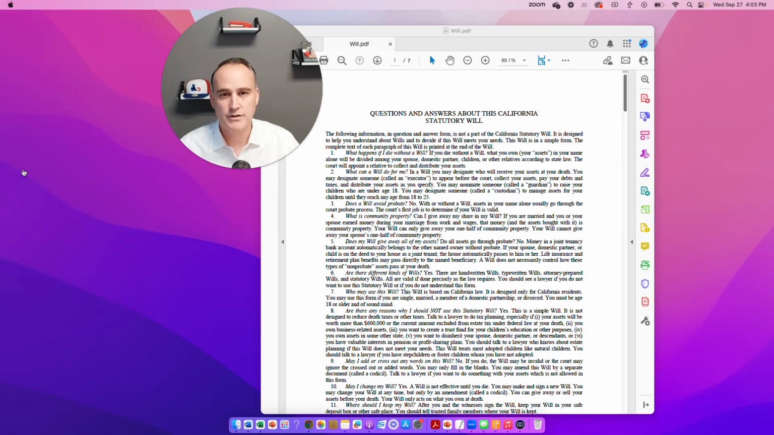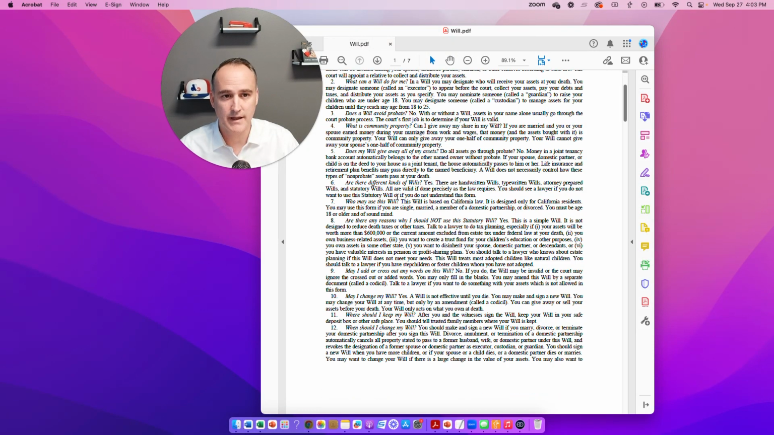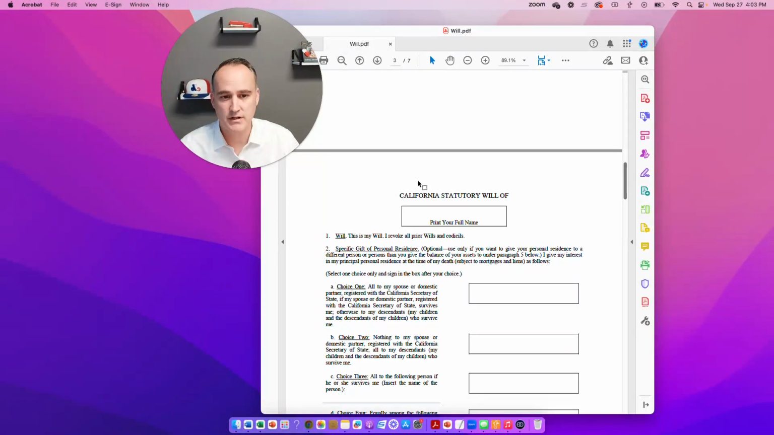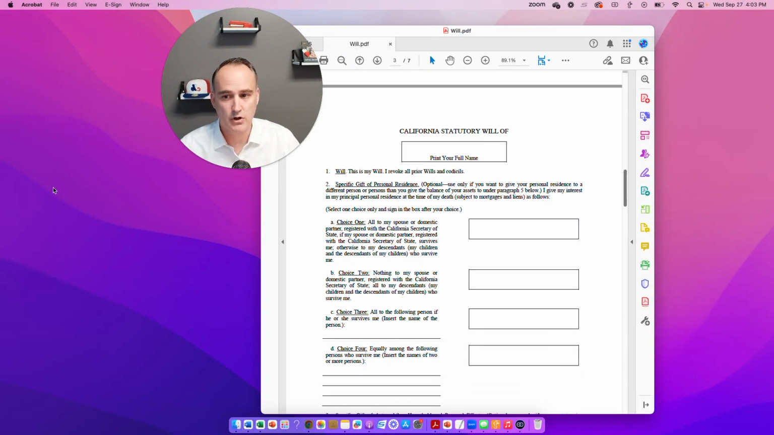The very first document we're going to look at is a will. This is a California statutory will. In the state you live in, and I'm in California, the state puts out a will that you can complete yourself. It explains the rules and how all this works, and then you start writing stuff in, and you can even handwrite stuff in. So this is the will of, and you just print your name.